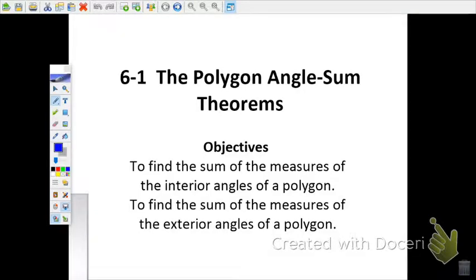Today we will be starting our unit. This comes from chapter 6 in the book. Today we're going to be looking at polygon angle sum theorems. There are two different theorems in this section: one to find the sum of the measures of the interior angles, and then also to find the sum of the measures of the exterior angles. Today we're going to focus just on those interior angles of a polygon.